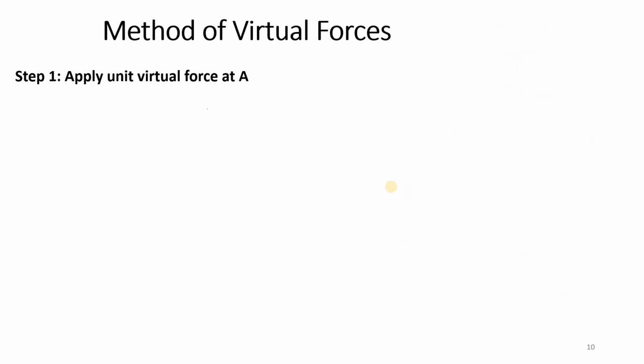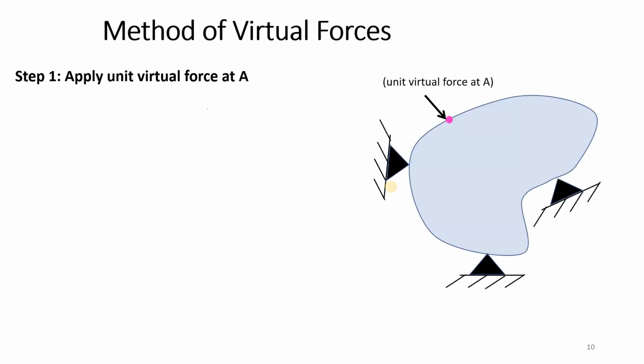Now, how would you apply this? There are 2 steps. Step number 1 is to apply a unit virtual force at A. So this was the given body, and you apply a unit virtual force at A. Generally, we would say virtual force at A, but we would often keep the magnitude of this equal to 1, so we would say unit virtual force at A. The reason will become apparent as we see the final slide.